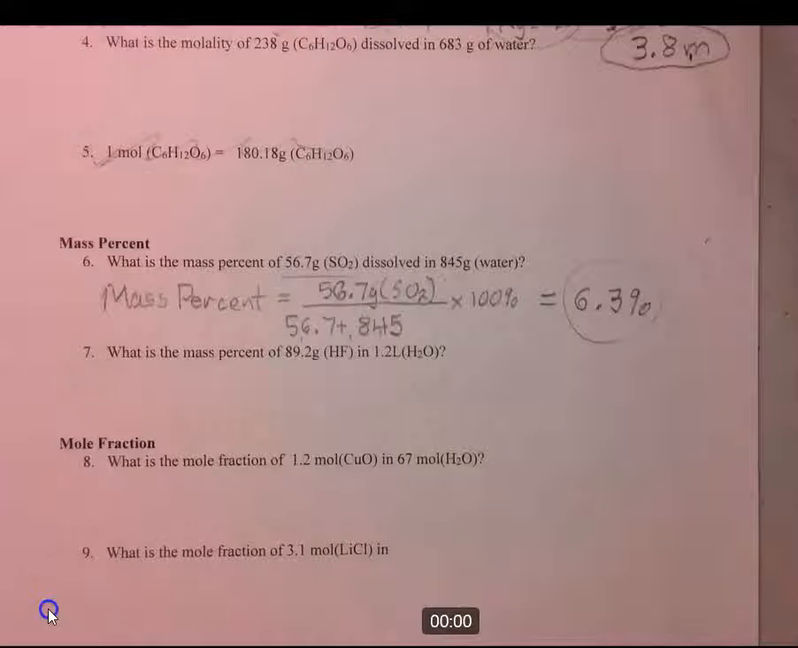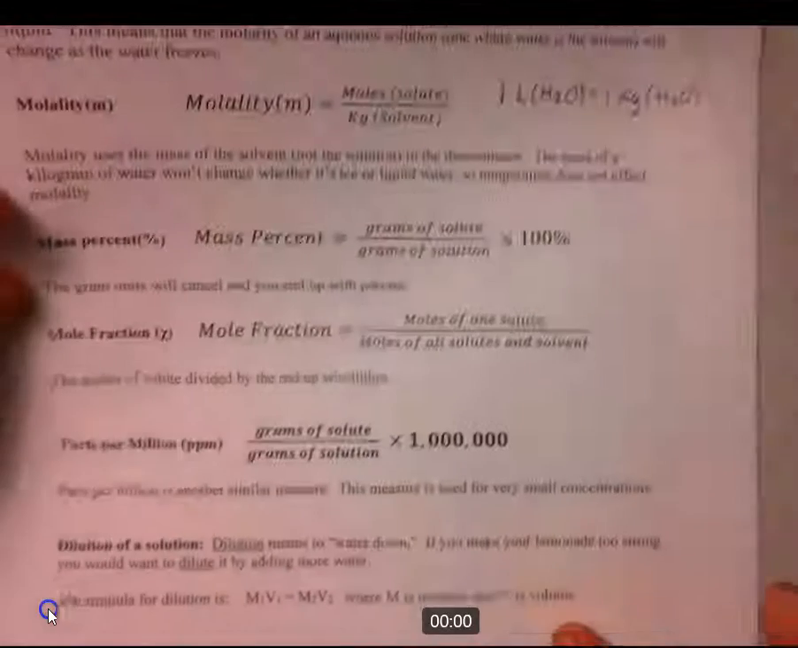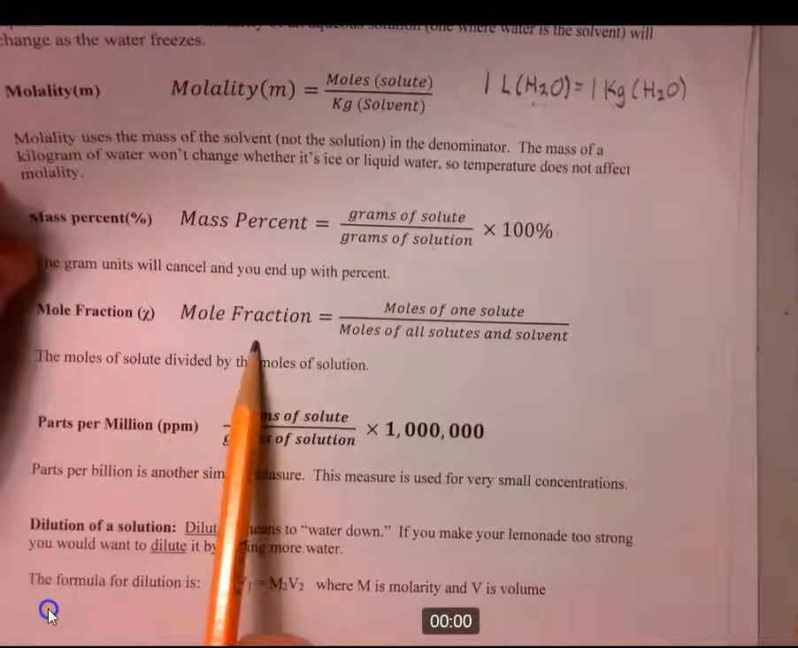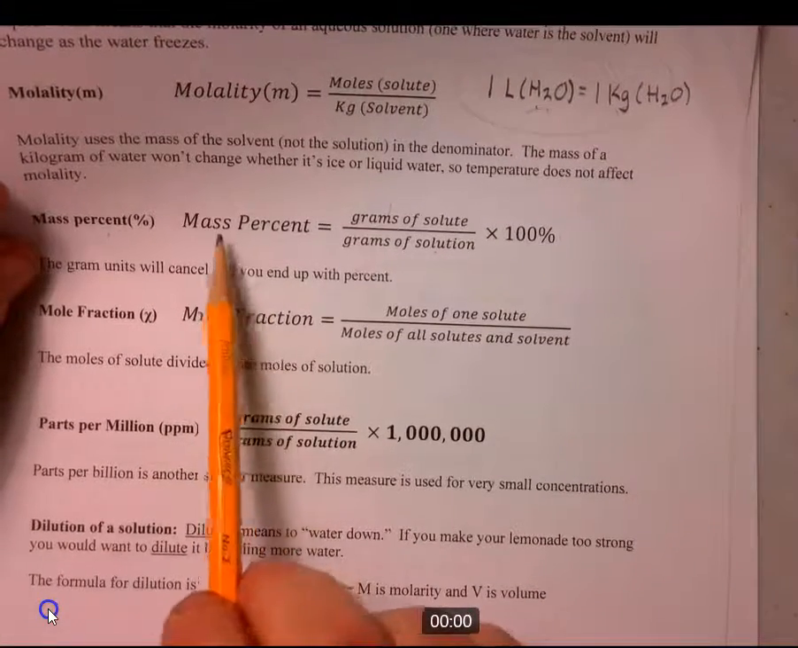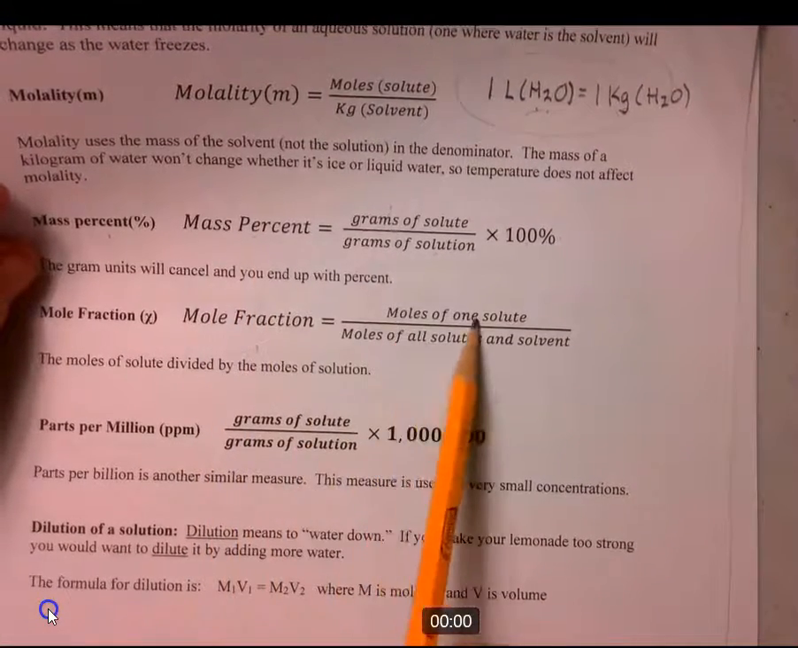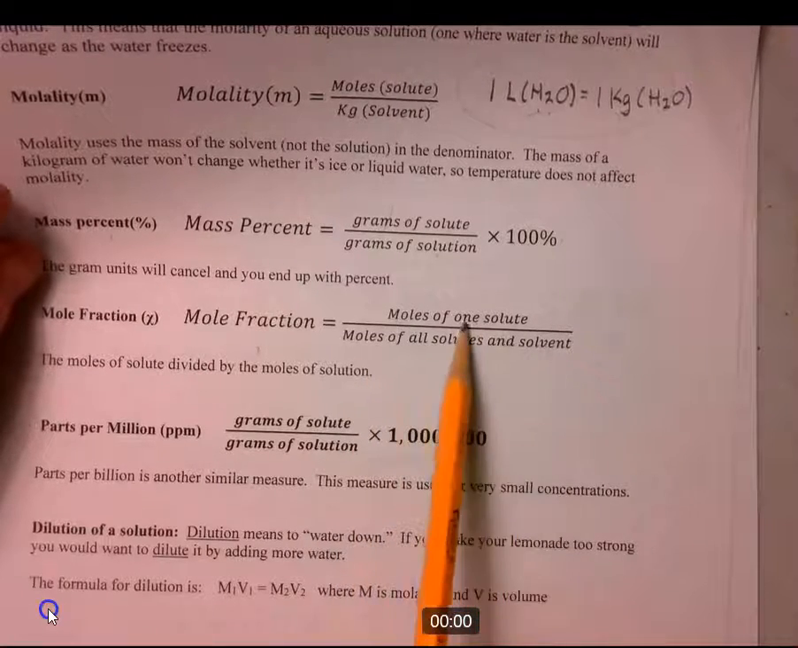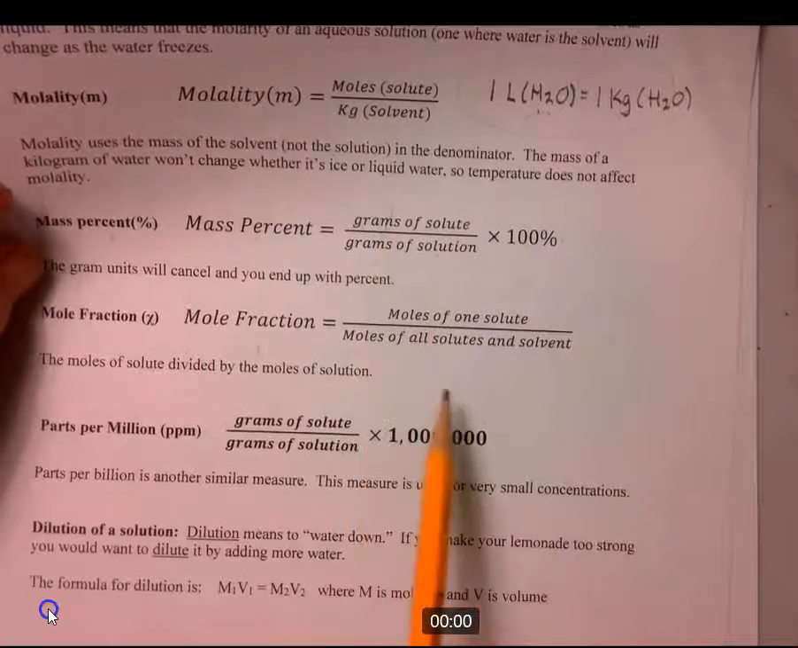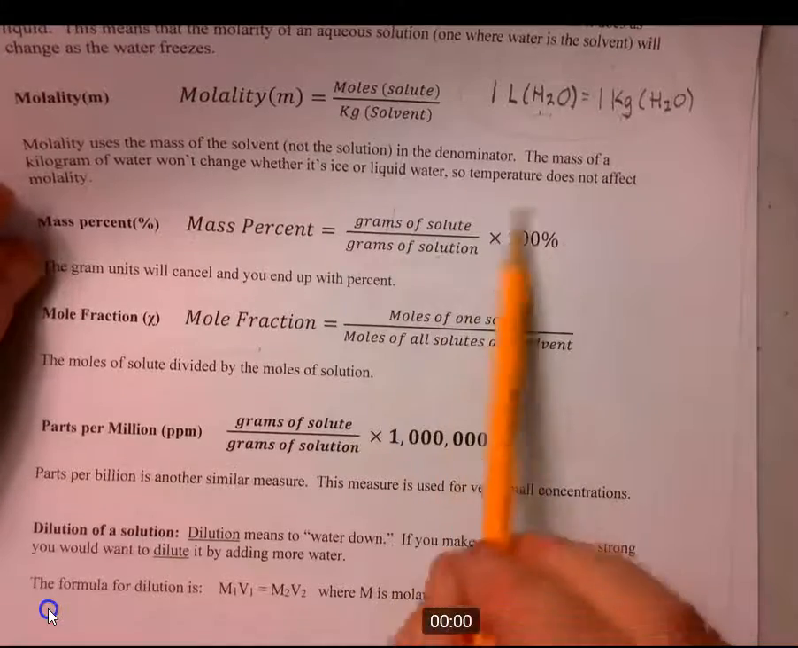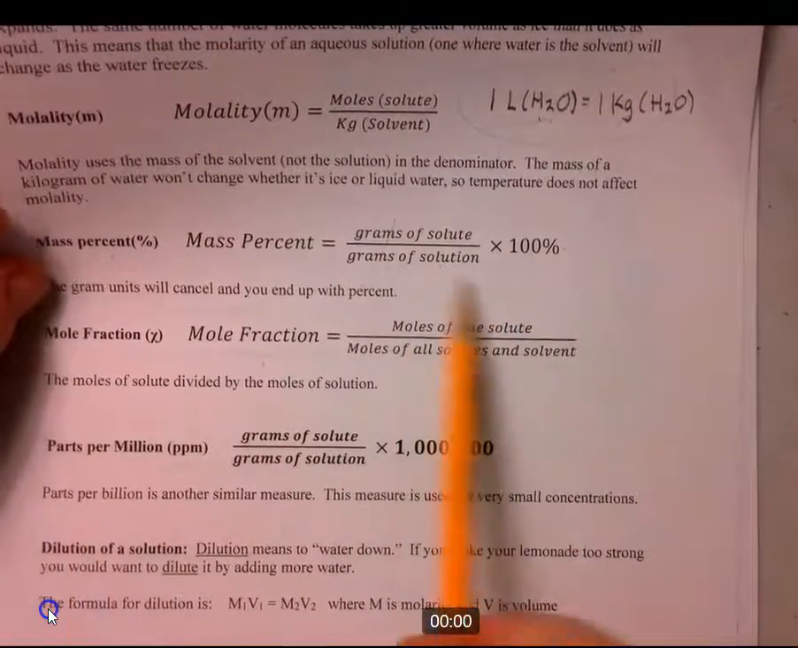All right. And let's do one more problem and call it a day. We're going to go down to a mole fraction problem. Let's go look at the sheet. What is a mole fraction? So a mole fraction is kind of like mass percent, except it's moles of one solute over moles of all the solutes and solvent. So it's kind of the same thing, except instead of working with grams, you're working with moles, and you don't multiply by 100%. It's just a fraction.